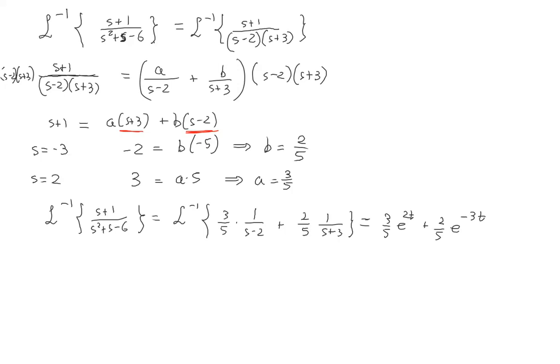Okay, so now let's look at the situation where we have no roots. So here's the situation. What if we want to find the inverse Laplace transform of S over S squared plus 2S plus 5? Now if you find the discriminant of this polynomial that you have on the bottom, you will see that it's negative, which means you don't have any real roots here. So no real roots.